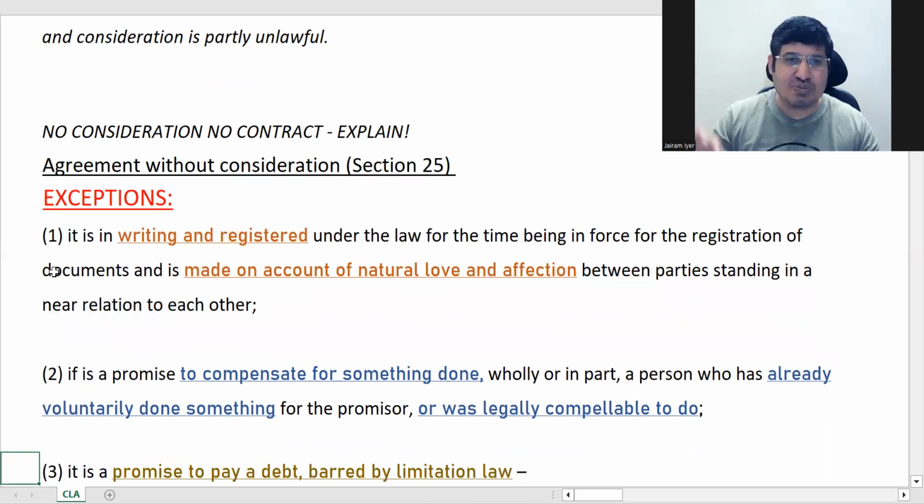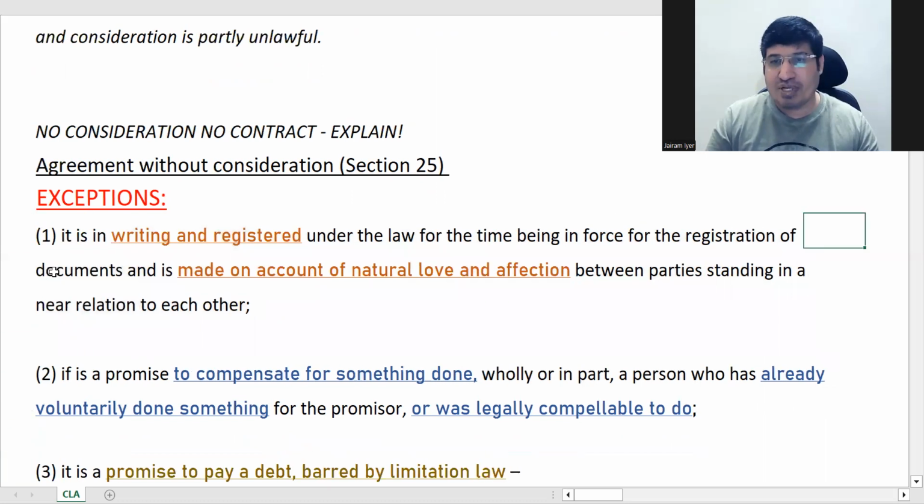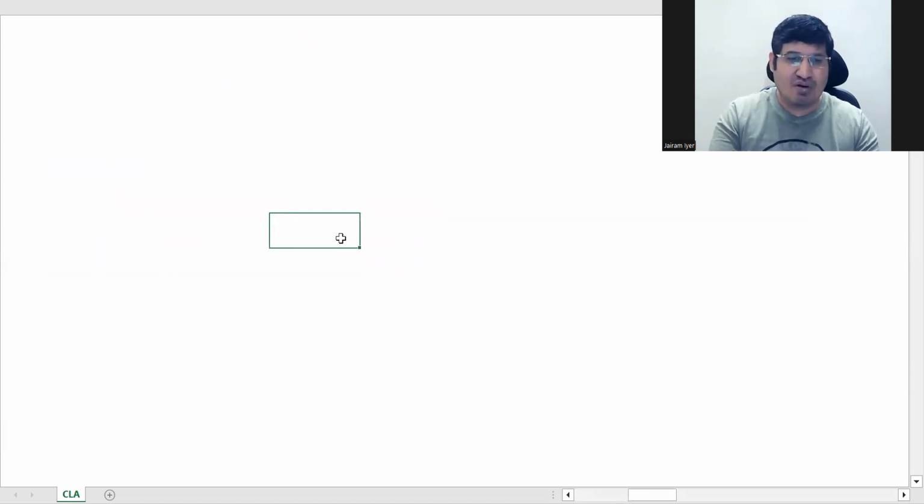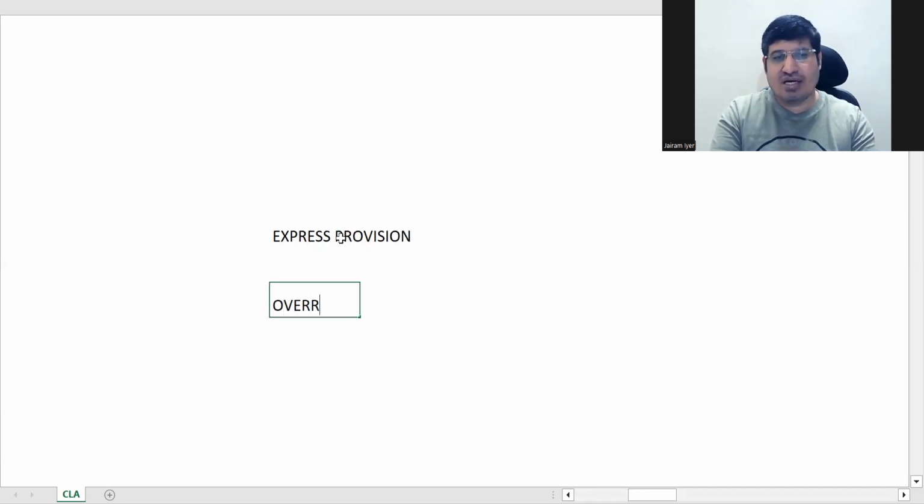If there is any express provision, the general rule in law is that an express provision will always override the general provision.